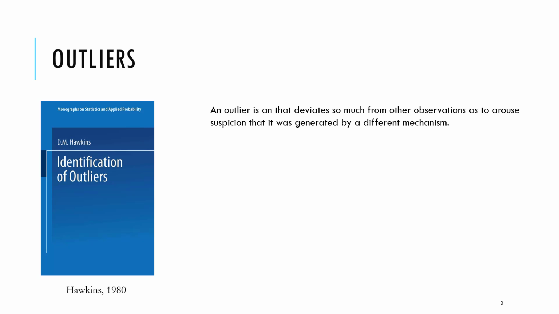So let's first look at what outliers are. There was this book by Hawkins in 1980, which was titled Identification of Outliers. And this is pretty much the most quoted definition of outliers, which is from this book, which says that an outlier is an observation that deviates so much from other observations as to arouse suspicion that it was generated by a different mechanism.